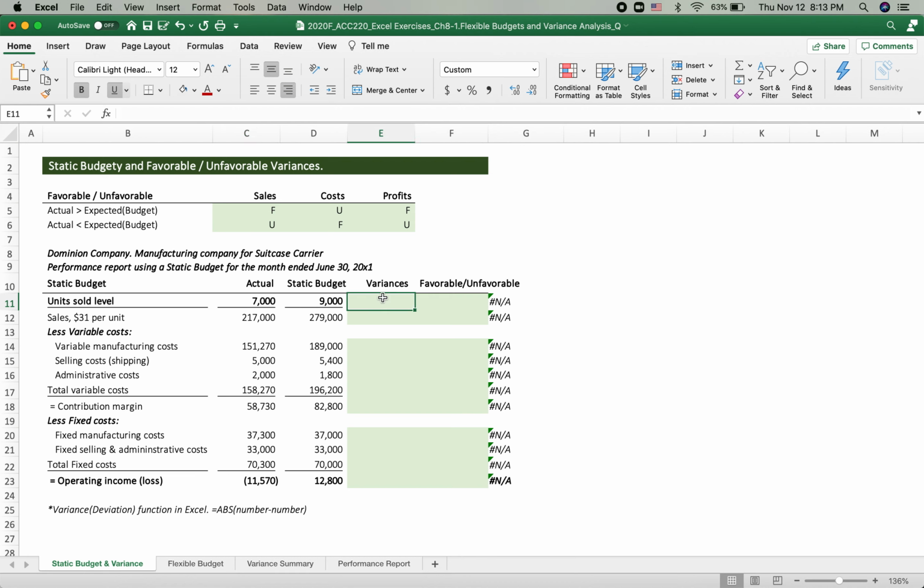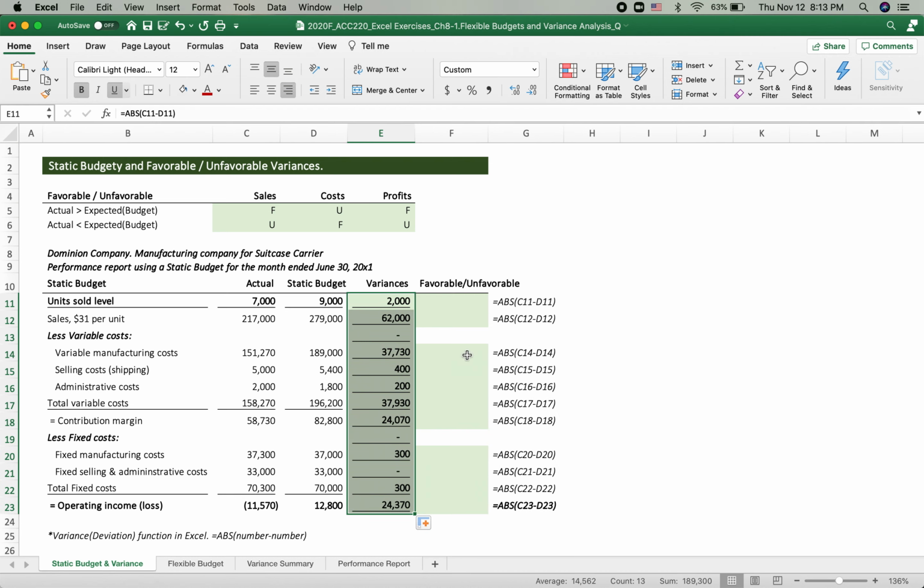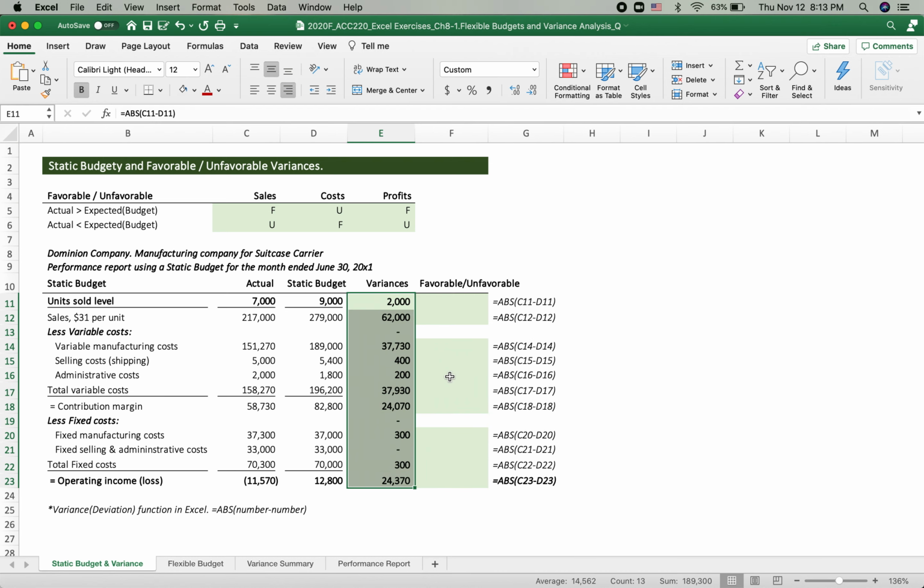So for the variance, we use simply the ABS function. ABS function means absolute value difference between two numbers. Any number you can put first, then it shows automatically the positive number, because again the variance is deviation, the distance. And then let's drag it down. Okay, so you can see that we can make the variance.